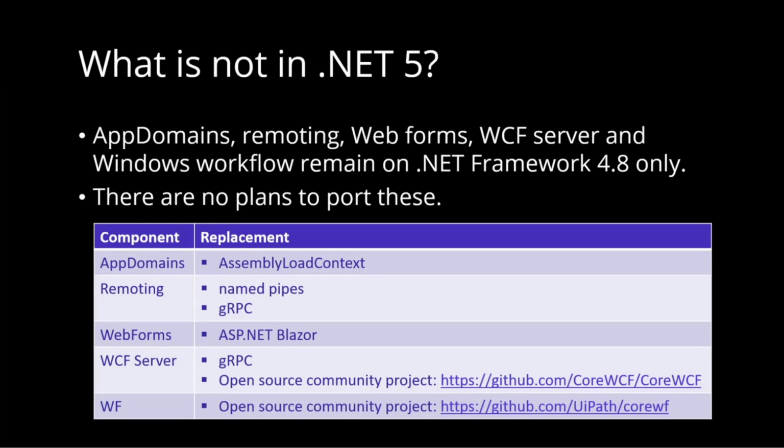So if you were working with app domains, check out assembly load context. If you were remoting into various servers before, you can still connect with named pipes. We recommend you check out gRPC. If you were doing web forms before, check out ASP.NET Blazor. Blazor runs server-side and in WebAssembly. I've got an ebook available out there that is on the Docs website you can find that talks through some of those steps, some of those migration techniques for you to take your web forms application and get it into Blazor.